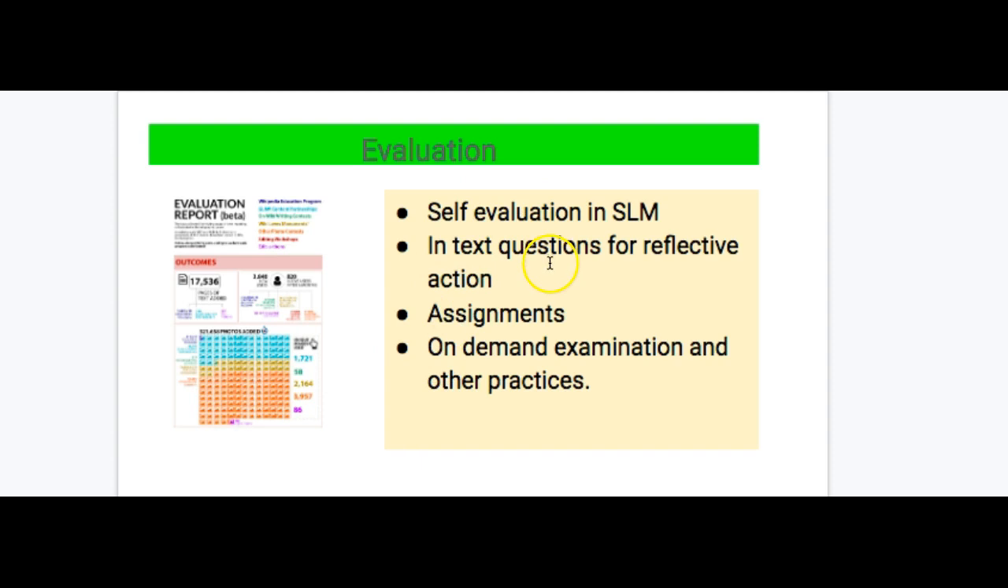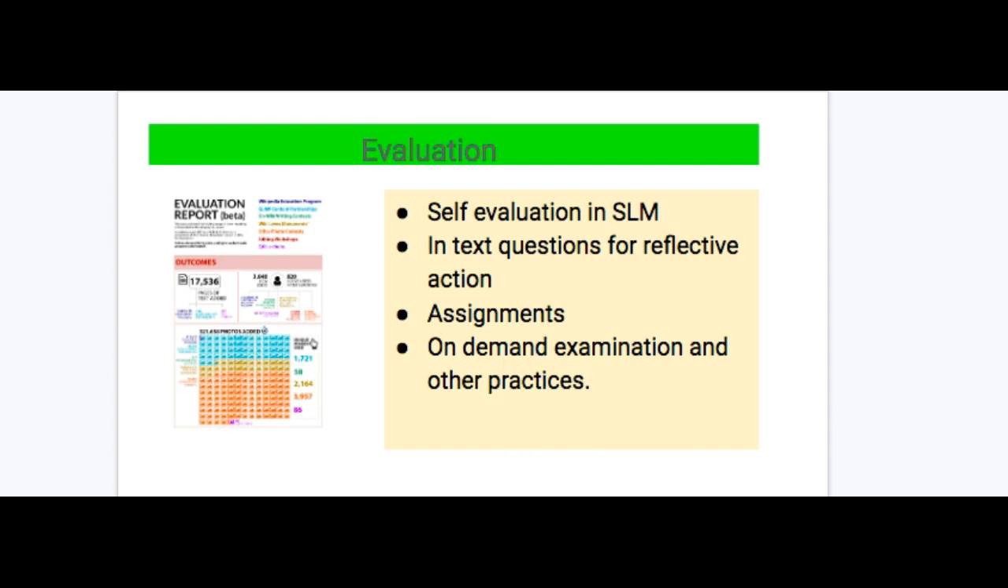Now comes the evaluation. Although evaluation is to an extent there in the self-learning material for a constructivist purpose, where the study material is designed in such a manner that the learning activities and discussions are given inside, and the learner self-evaluates the progress from time to time within the unit, after the end of the unit, or after the block ends, the assignments are also given, and the evaluation of these assignments is done with the help of learner support services, either at the learner support centers or at the regional center, and the grades are uploaded, and on-demand examination and other practices are conducted through learner support services.